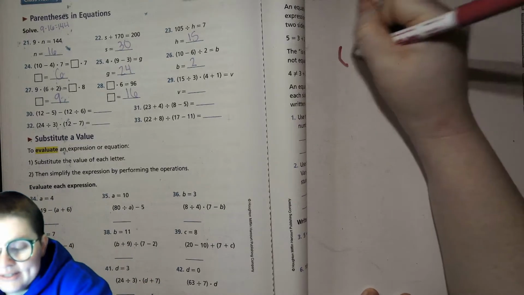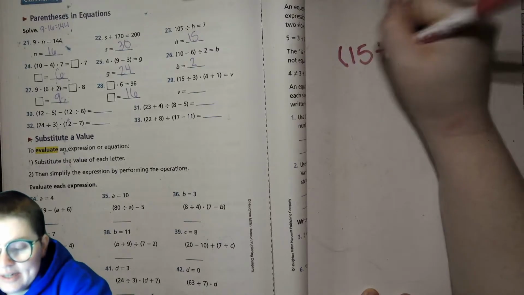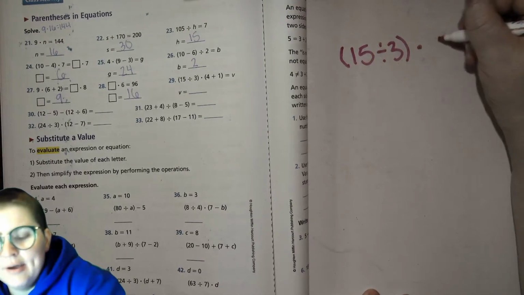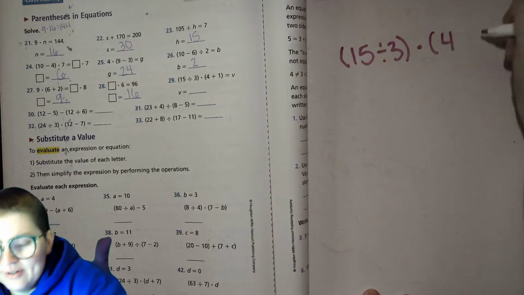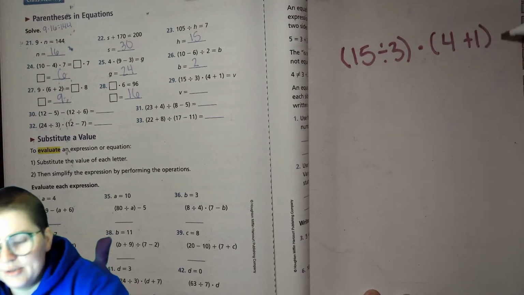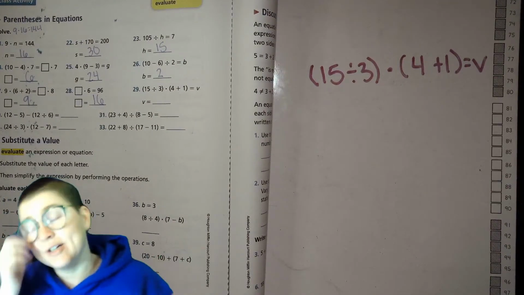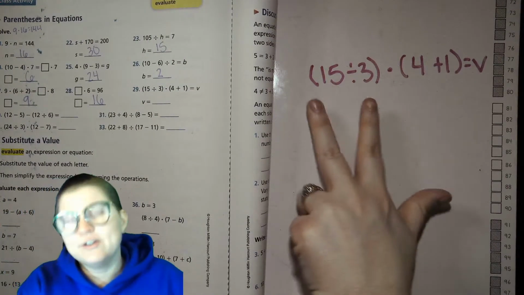29. Here we go. Parentheses, 15 divided by 3, close parentheses, times, parentheses, 4 plus 1, close parentheses, equals V. Wow, what a long math sentence. Well, no need to worry because we know how to do it in order. First, we're going to do parentheses.